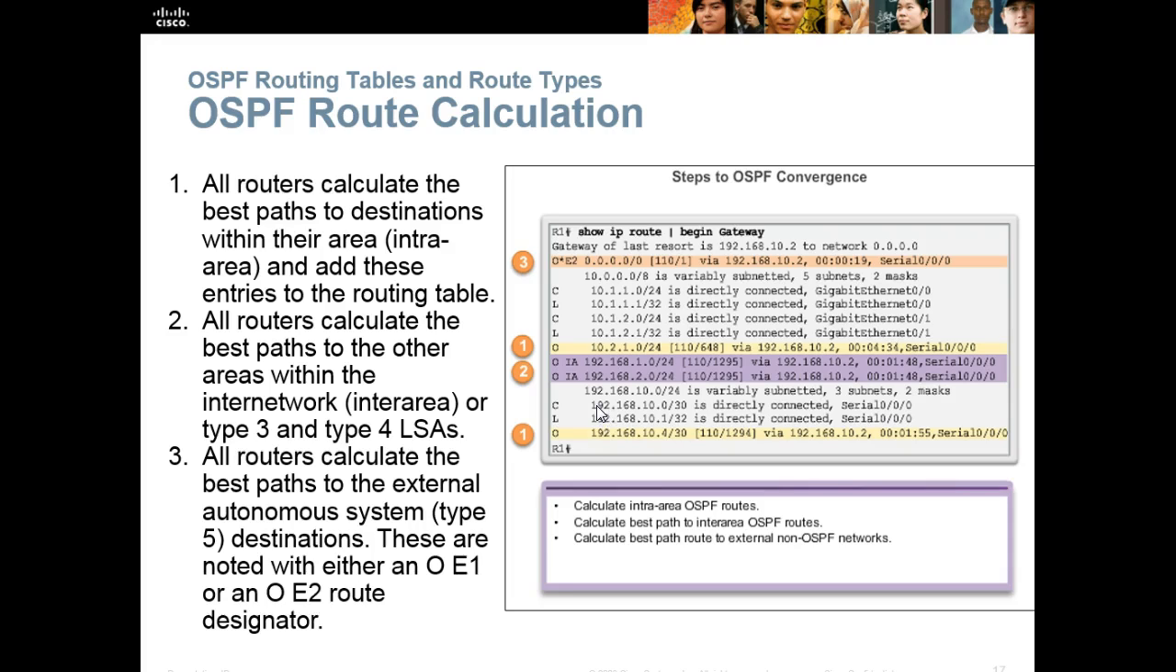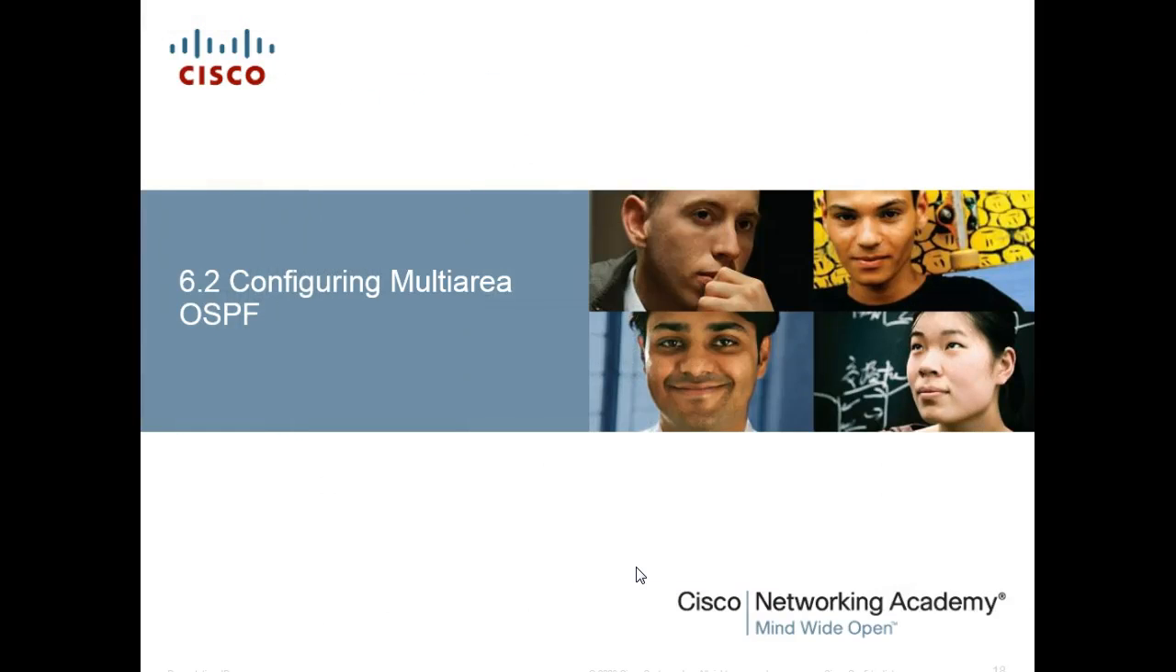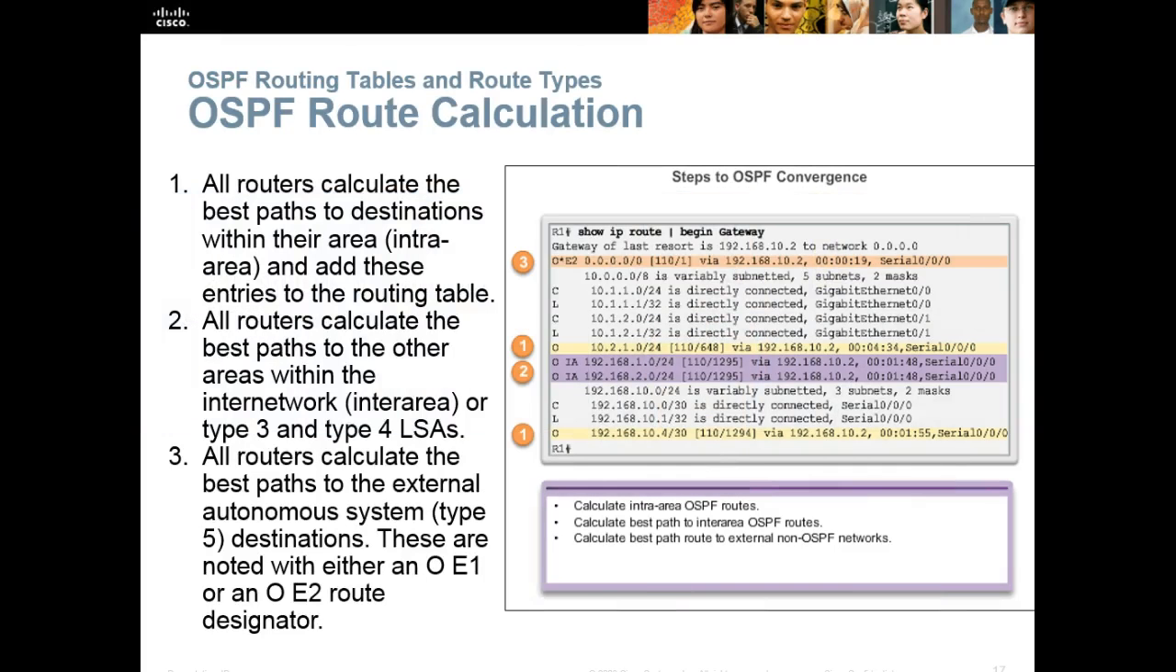So the route calculation: all the routers are calculating routes, and all the areas calculate the shortest path to the best paths within their area and the best paths to other areas within the internetwork, or inter-area network, and then all the best paths to the external autonomous systems. All right. So when it's open shortest path first, it knows the shortest path to all of those different ways to go. So that's the introduction to OSPF route calculation. In the second section, we'll talk about configuration and a little bit about summary. Thank you.